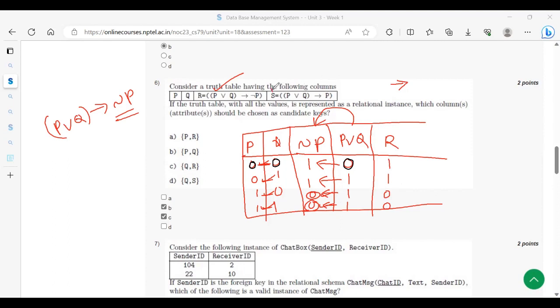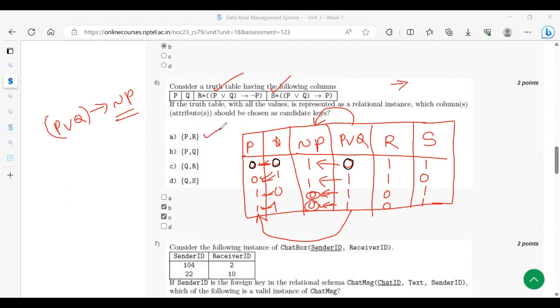Now, what is S? S is P or Q implies P. Again, when the second value is false, the result is false, and only then. If you see here, only in this case the second value is false. All other cases are not. So this is called R, and now S is 1, 0, 1, 1. Now they have asked about the candidate key.